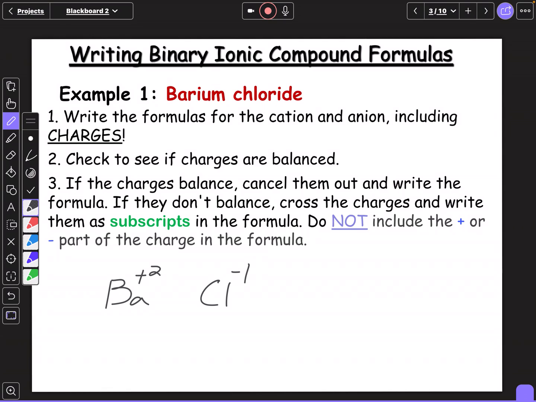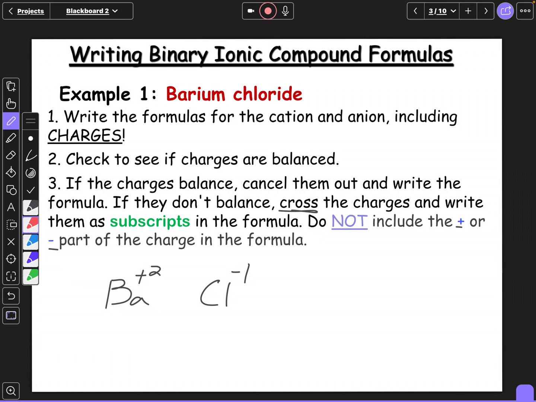Now, I check to see if the charge is balanced. If I add those up, do they equal 0? +2 plus -1 equals +1. They do not equal 0. So I can't just mark them out. If they balance, I will cancel them out and write the formula. If they don't balance, I cross the charges and write them as subscripts in the formula. Do not include the positive or negative part of it.